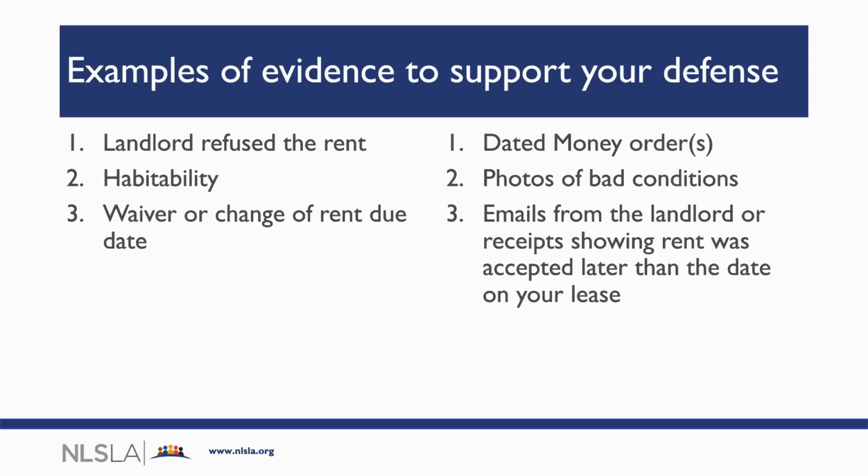If you are arguing that the landlord waived or changed the terms of when the rent was due, you may want to show emails from the landlord or receipts showing rent was regularly accepted on dates later than was listed on the lease. So if you have a lease that says the rent is due on the 5th of the month, but you regularly paid on the 10th of the month or later, you want to have either your rent receipts, your money order receipts, or other documentation, or an email or a text from your landlord saying, as long as you get it to us by the 10th, it's fine. Those are all good examples of evidence that may support these types of defenses.